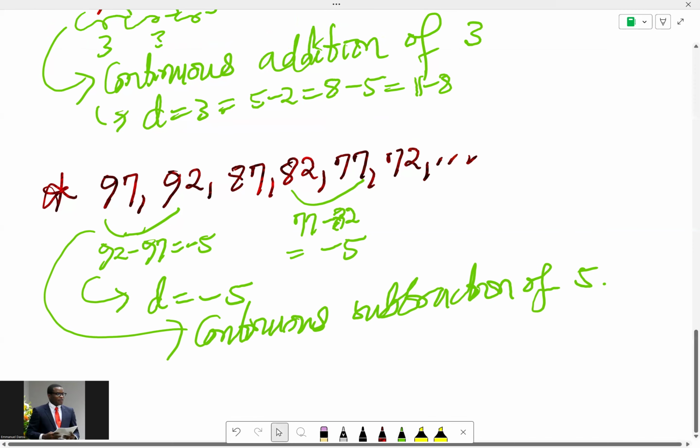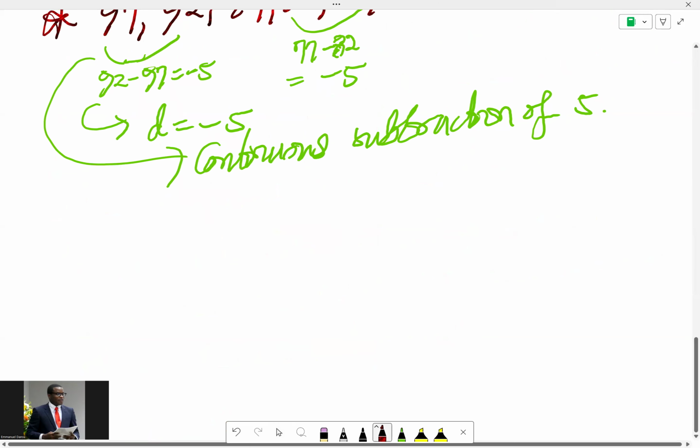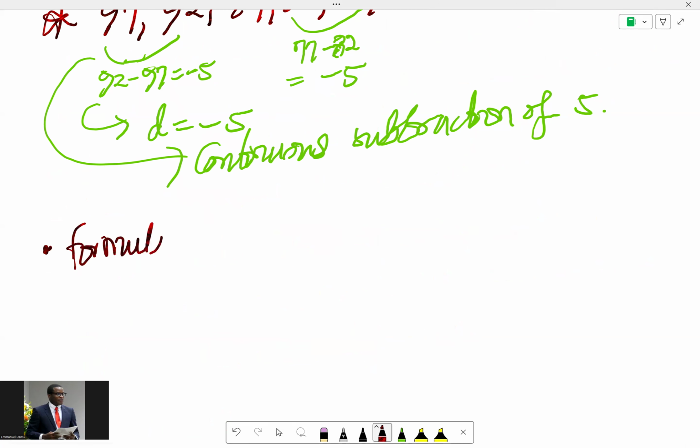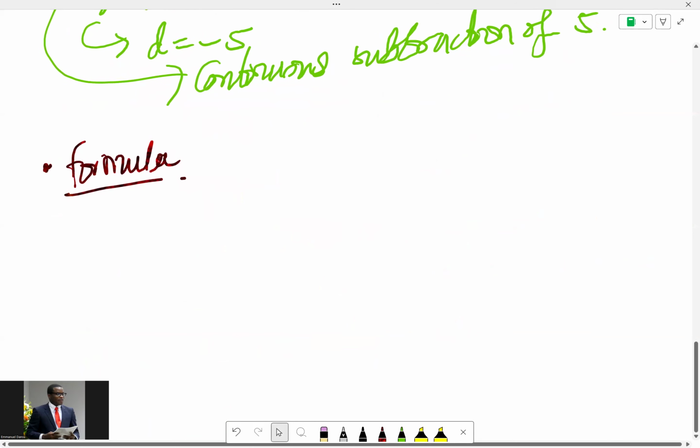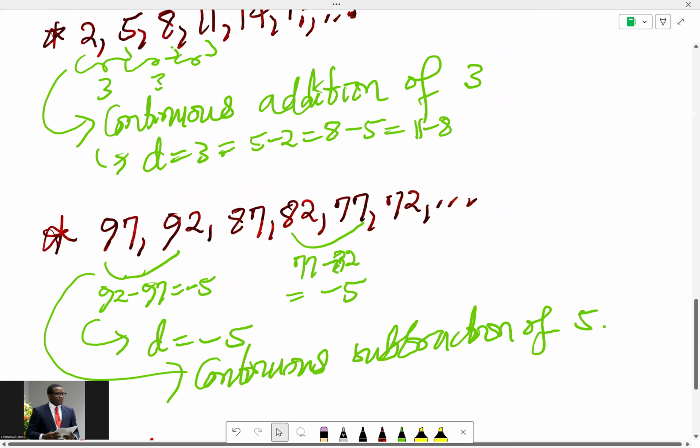Before we move on, let's talk about the formula for an arithmetic sequence. What is the formula for an arithmetic sequence? Of course, we're still going to talk about it better later. Using the first example, we can use any of the examples to establish the formula.